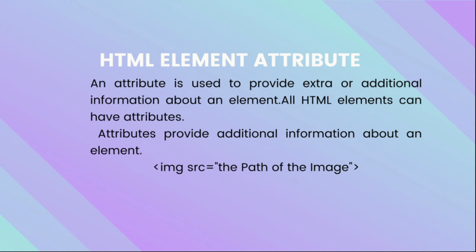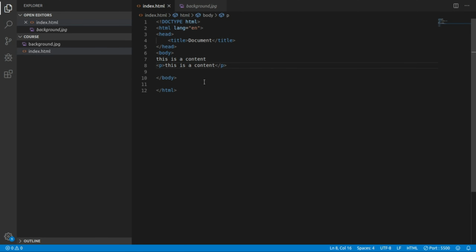As an example, here I have the image HTML element, and you can see the difference. We don't have the closing tag, because you will see this in some of the HTML elements, and we call them self-closing tags, that they don't have the closing tag as we saw in the p HTML element. So here we have the name of the attribute and its value. So let's check in our code.